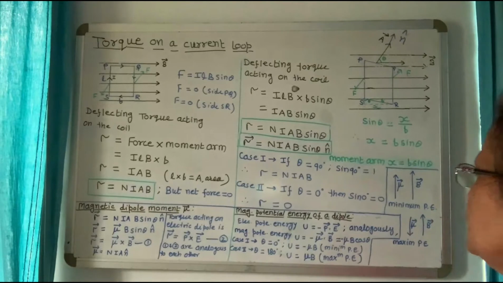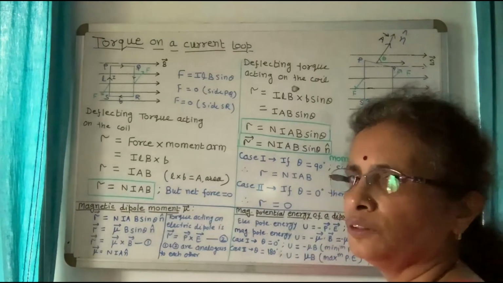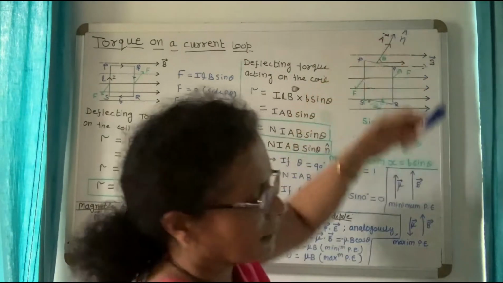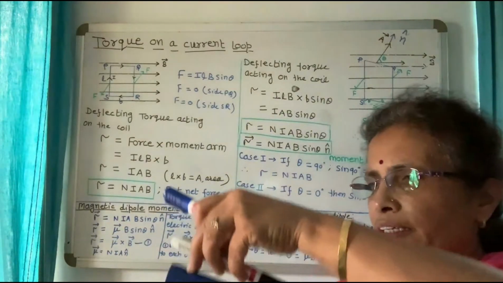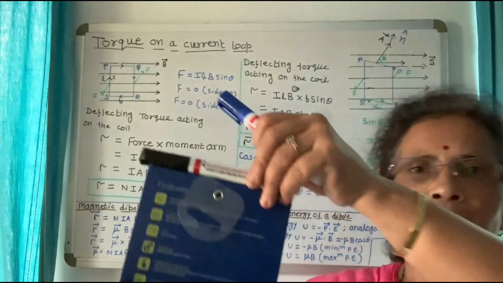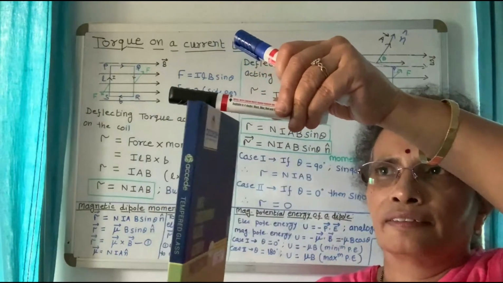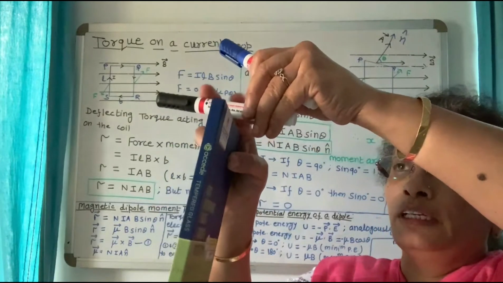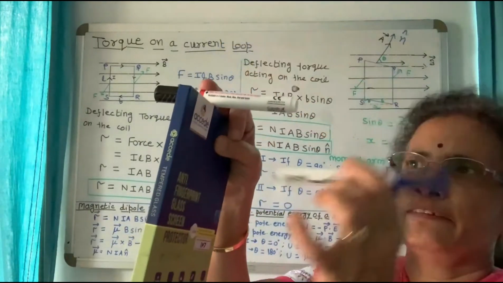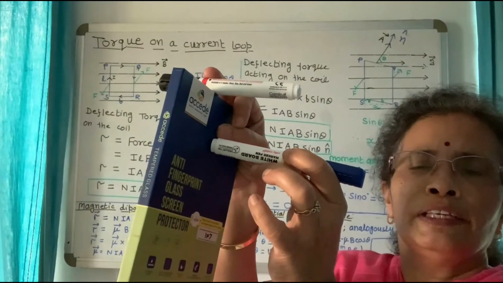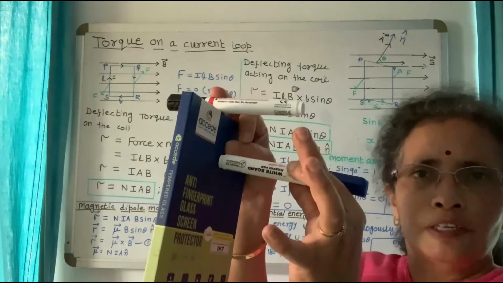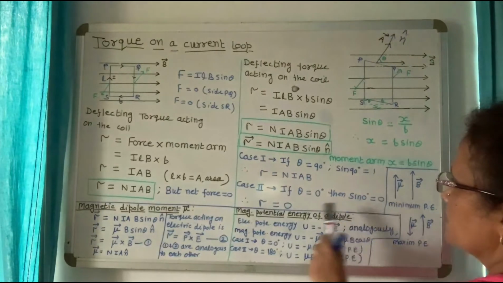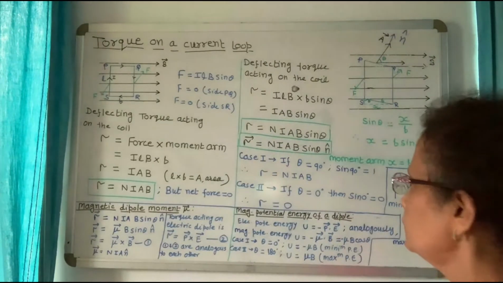Now for theta equal to 0 degrees, sin 0 is 0, so torque is 0. When this angle becomes 0 degrees, which situation will it be? If this is the magnetic field, the coil will be like this. What is the normal of the coil? That is the area vector, and it will be like this. So the angle between the area vector and the magnetic field is 0 degrees. Are you getting this? So sin 0 is 0, so the torque is minimum, equal to 0.